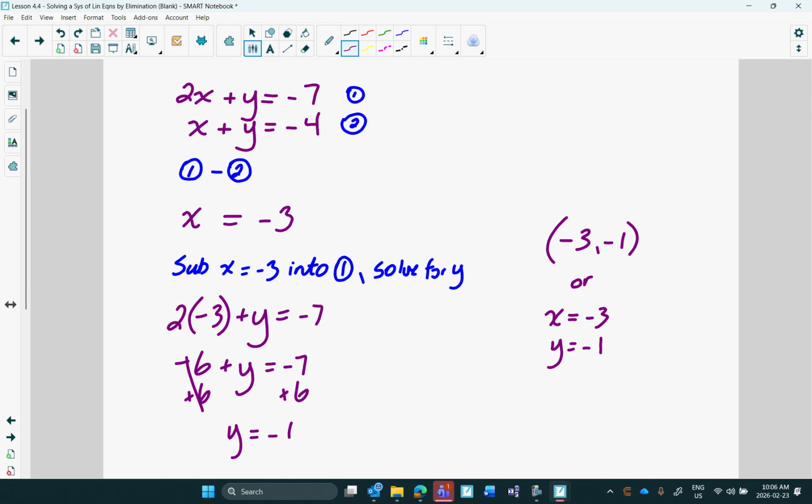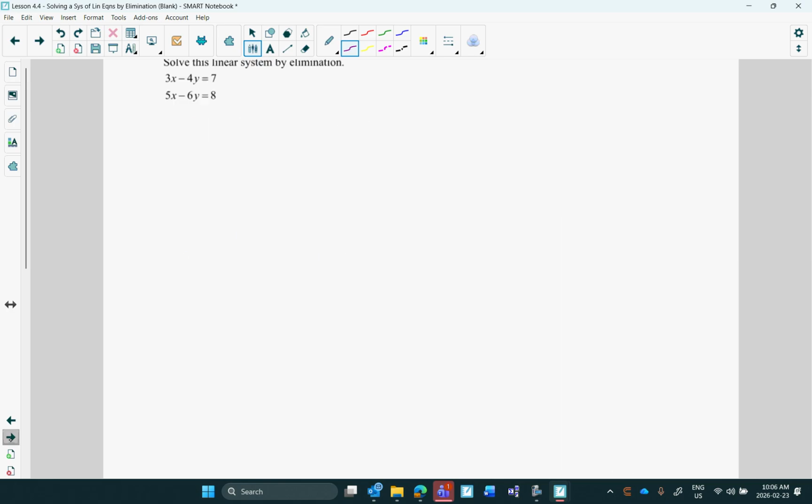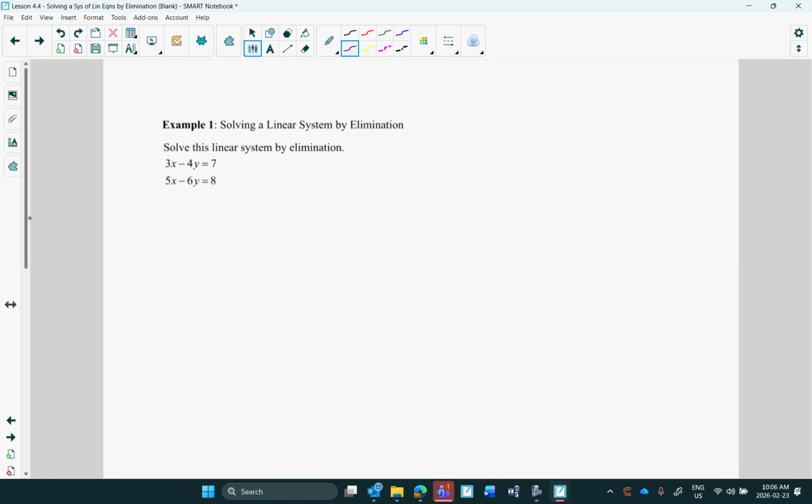So that one was pretty straightforward because we could just subtract them to get rid of the y's. Sometimes it's not so straightforward. We might have to do some other stuff first. So here's another example. Equation 1, equation 2. And then you can subtract them? Yeah, make the x. Yep, we could do that.